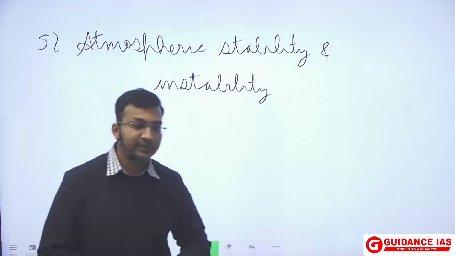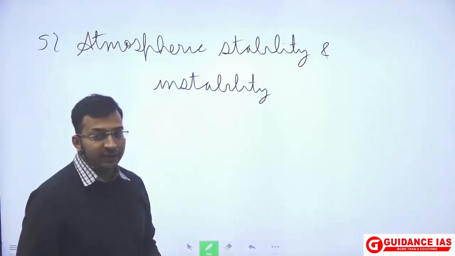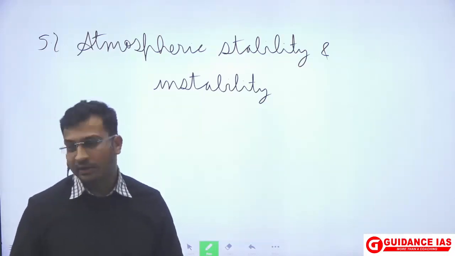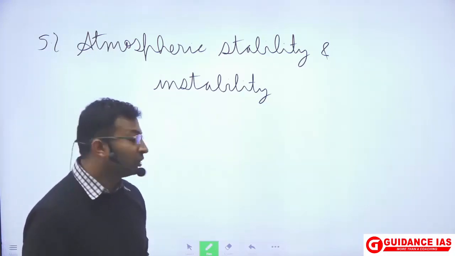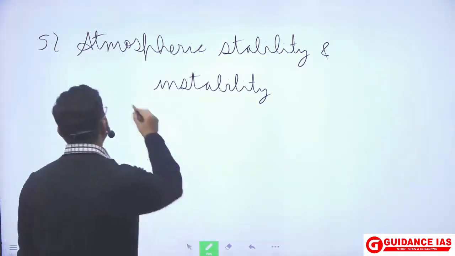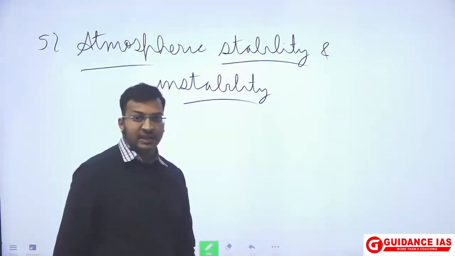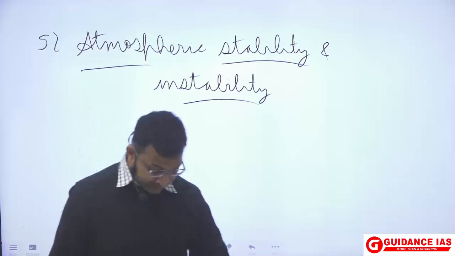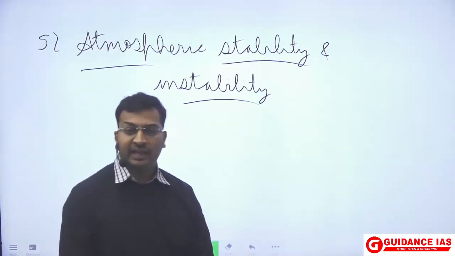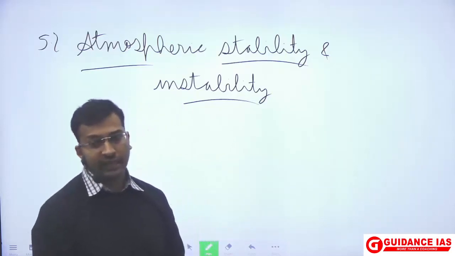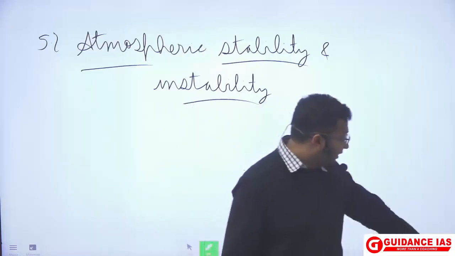The rate of decrease in temperature, the average rate of decrease in temperature with increase in altitude, is referred to as the normal lapse rate. Okay, so the concept of atmospheric stability and instability is an interrelationship between the normal lapse rate and the adiabatic change of temperature of the air mass. Now let's try to understand this concept with the help of a diagram.